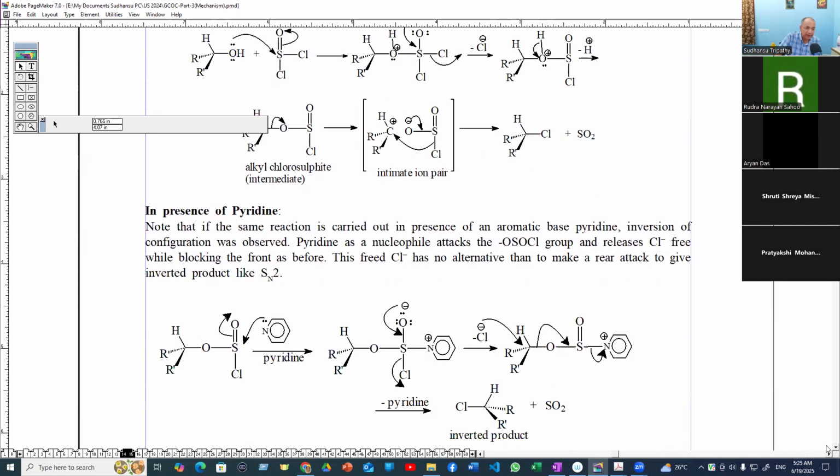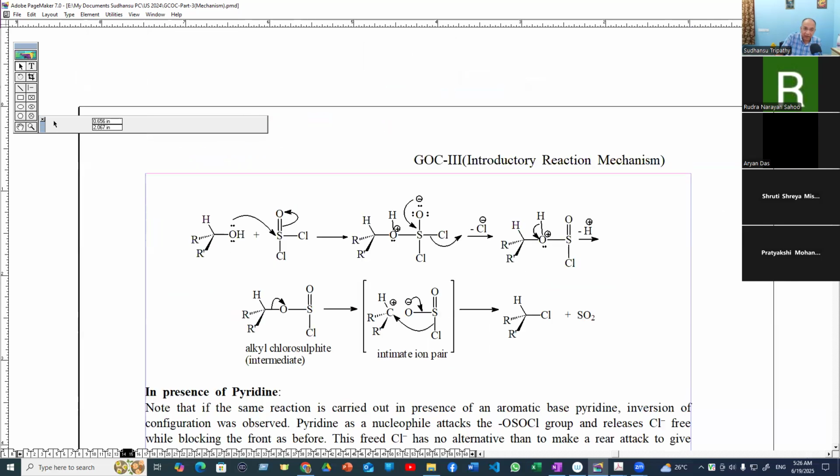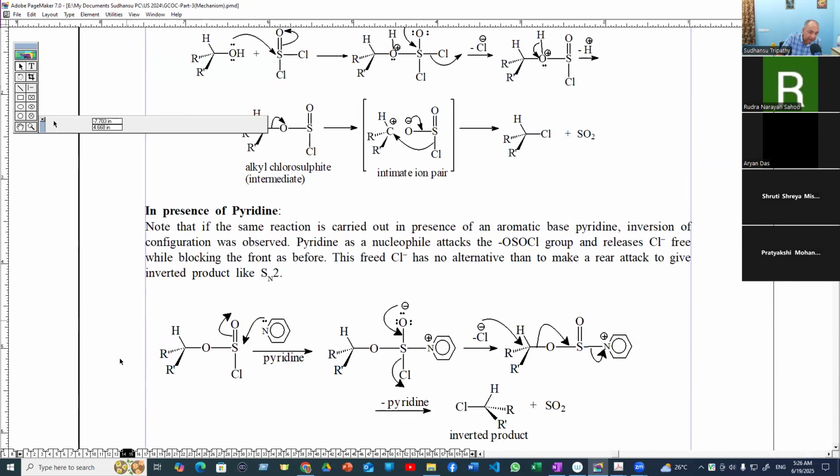Yes, it will happen. But in the presence of pyridine, two things will happen. First, pyridine will be a player. The first step is the formation of alkyl chlorosulfide. I have just copied the alkyl chlorosulfide intermediate. Then pyridine, before the intimate ion pair is formed, and it will not be formed in this case. Pyridine will attack as a nucleophile, and there will be acyl substitution, releasing chloride ion.